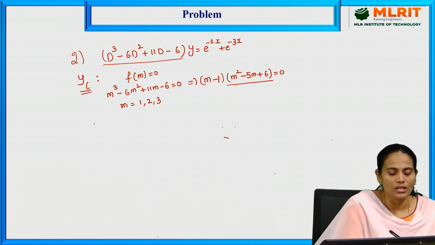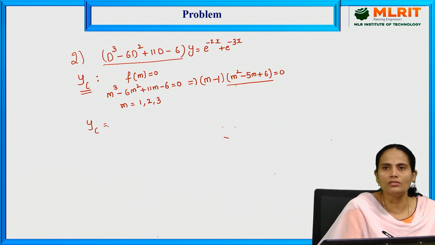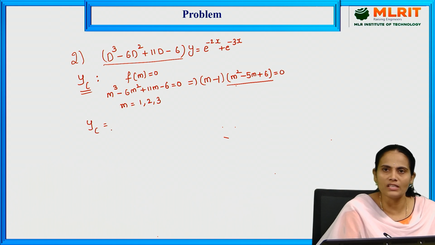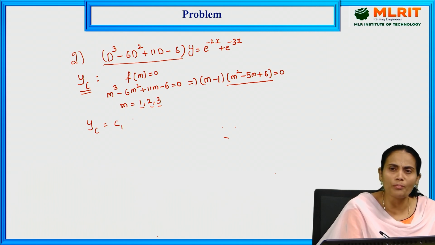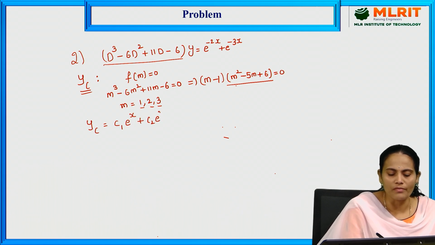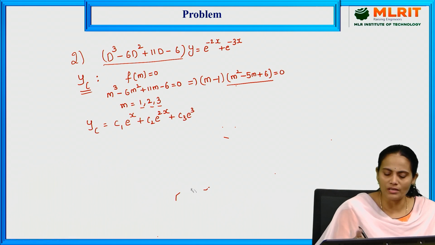Now you have to write the complementary function, which is denoted by yc. To write the yc, first observe the roots. Here the roots are real and these roots are not repeated. If they are not repeated, then the complementary function is c1 e power x plus c2 e power 2x plus c3 e power 3x. This is the complementary function for non-repeated roots.